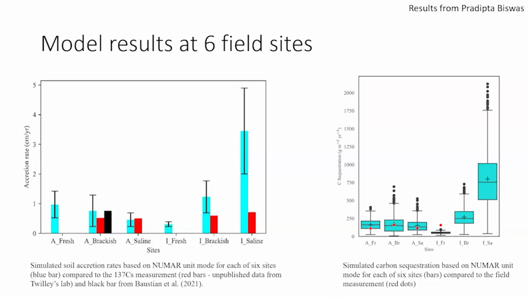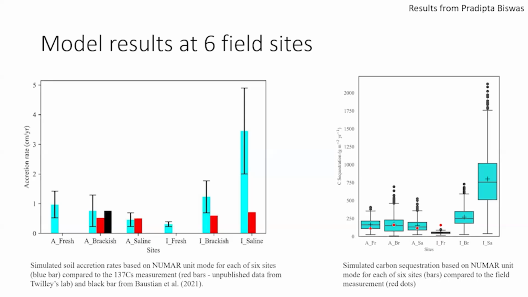So his master's thesis calibrated this model for these 6 sites and came up with accretion rates and carbon sequestration rates for those 6 sites, which are represented as Atchafalaya fresh, brackish, and saline, and Terrebonne fresh, brackish, and saline. So salinity and sediment gradients. If we look at the carbon sequestration values, these fall within the error bar that Tracy showed. So we see a lot of variation here, especially in the salt marsh areas.